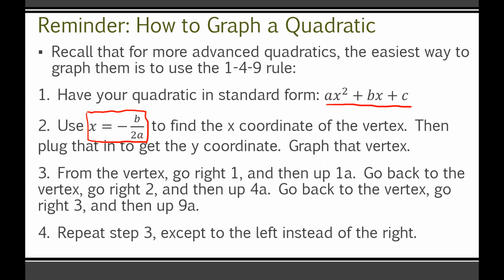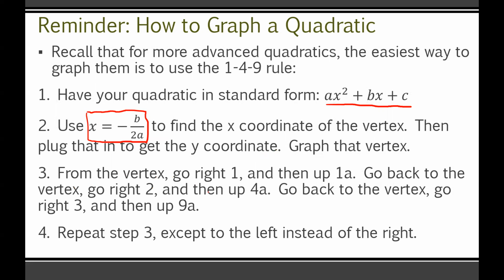X equals negative b over 2a. This allows you to find the x coordinate of your vertex. Then plug that x into your equation to get your y coordinate, and then just graph that vertex. That's always going to be your starting point, getting the vertex of your quadratic.